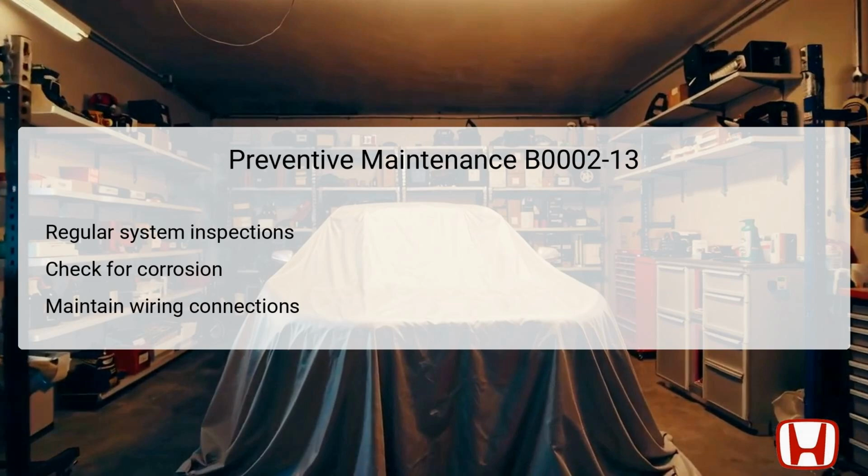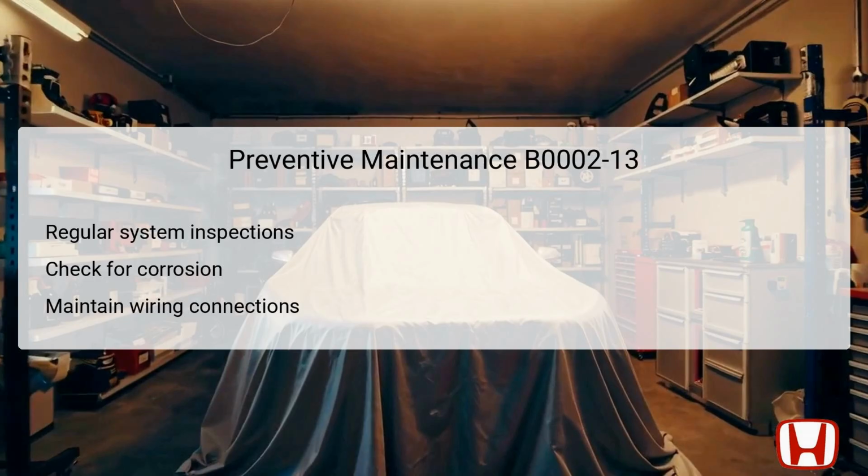Regular inspections of the airbag system, including all connectors and wiring associated with the driver's airbag, can help identify potential issues before they lead to DTCs like B0002-13. Look for signs of corrosion or damage around connectors, as these can lead to increased resistance or open circuits, interrupting the airbag's operation.